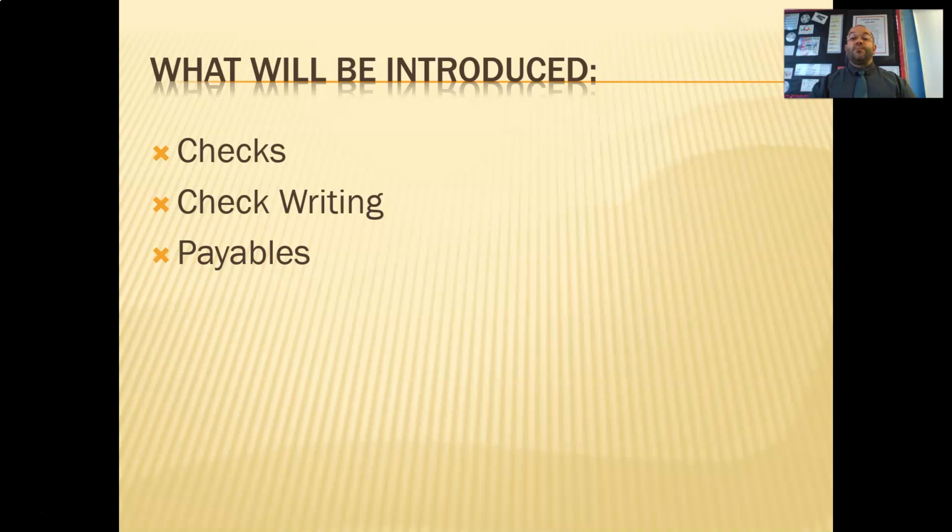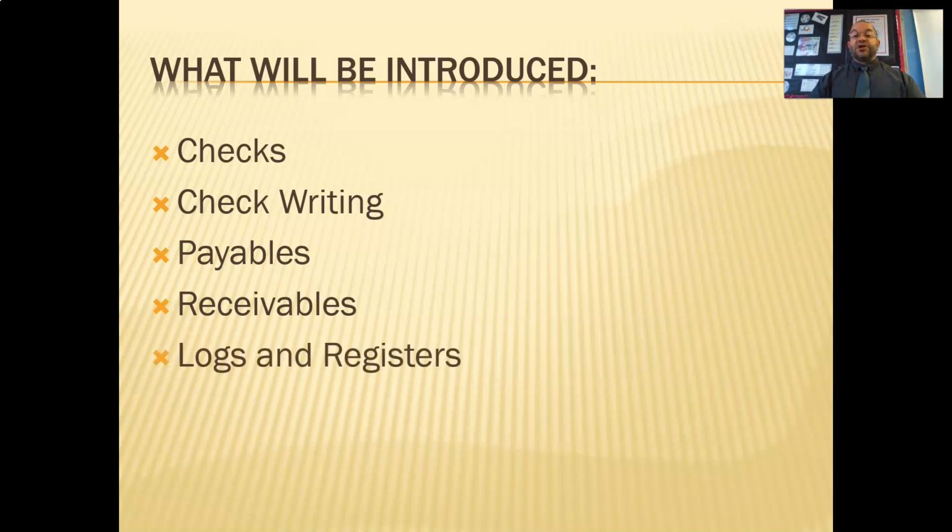We're going to look at what payables are, okay? What exactly is a payable? Because believe it or not, businesses might have a division called accounts payable, okay? You might have a payable. Additionally, we're going to look at receivables, okay? A business might have accounts receivable, either as their own division or combined with accounts payable. You might have a receivable. It all depends. Every business is different. Every situation is different, all right? We're going to look at logs and registers, which is how we keep track of where our money is going. All right, so first things first.